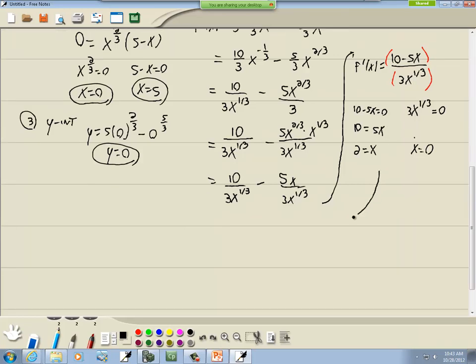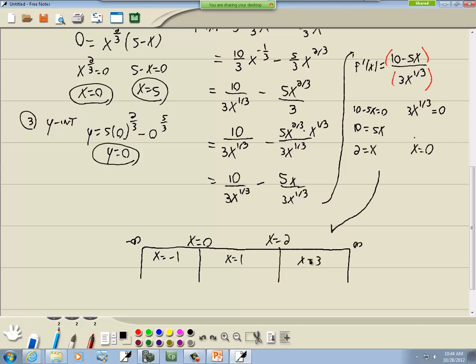Okay, so come down to here, and our smallest one is 0, and then 2. Here's negative infinity, here's positive infinity. I'm going to choose a value between negative infinity and 0, like negative 1. Something between 0 and 2, like 1. Something between 2 and infinity, like 3. And we want to plug these into our first derivative, so plug into our f prime.